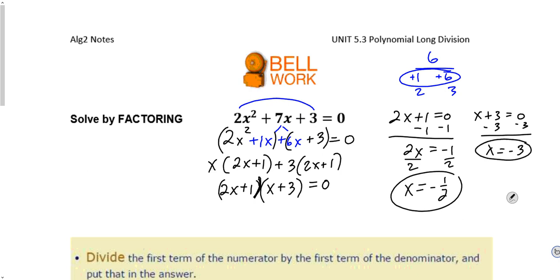And by the way, all of these, they're parabolas. And these answers we keep finding, it's where they cross the x-axis. That's what zeros are, or the solutions.